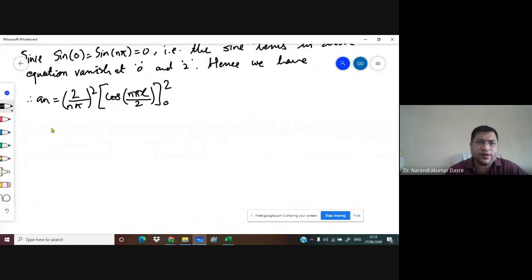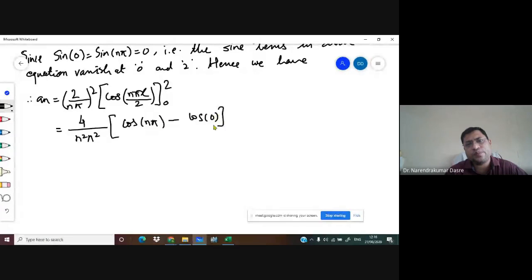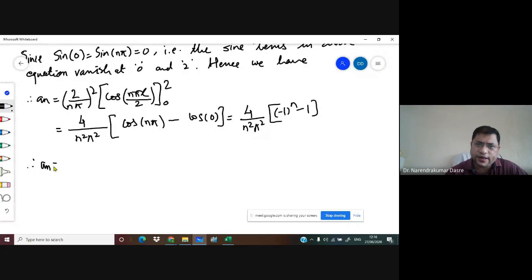Now let us evaluate. So we'll be having 4 upon n square pi square, this will be cos of n pi minus cos of 0. So we have 4 upon n square pi square. Then this term cos of n pi is (-1) raised to n, minus 1. So you got a_n is equal to 4 into ((-1) raised to n minus 1) upon n square pi square.